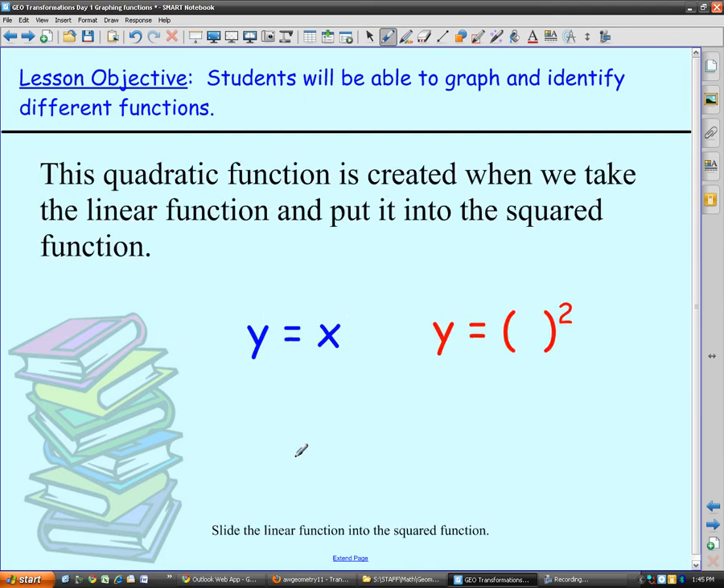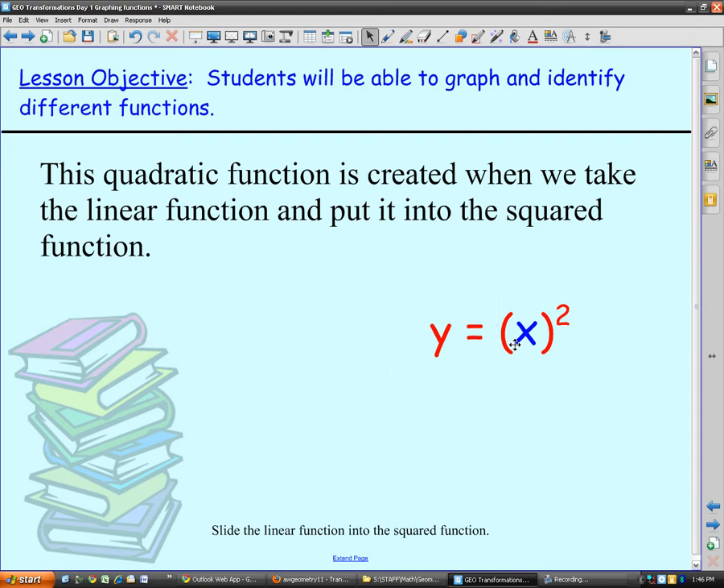Then it says this function, the quadratic function, is created by taking the linear function and squaring it. So if I do something like that, you can see that I'm taking the linear function into the square. That's really what we're trying to get. So we're just putting our old linear function into our function and making it squared. That's what makes it a quadratic.